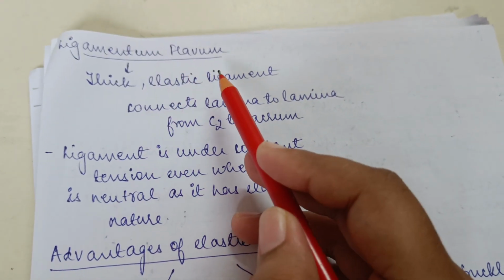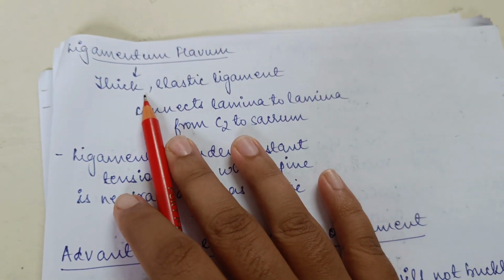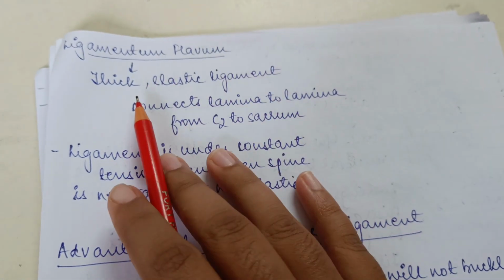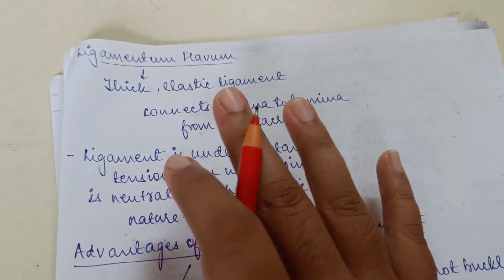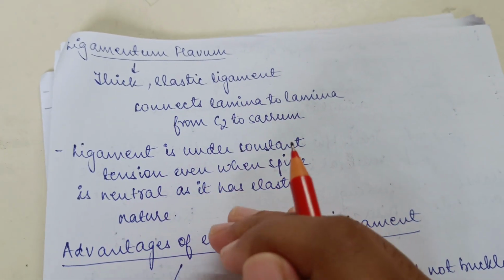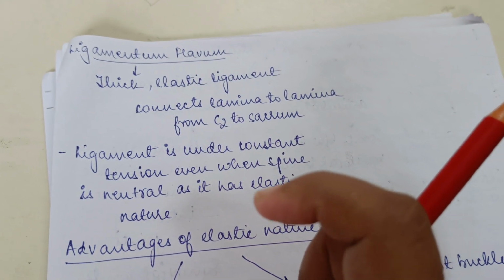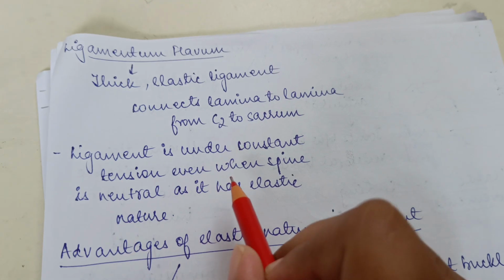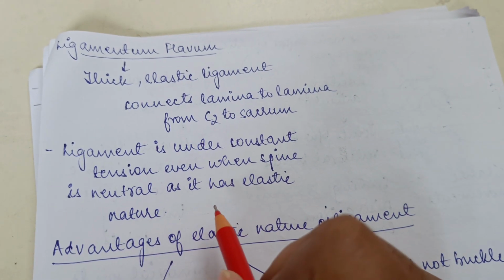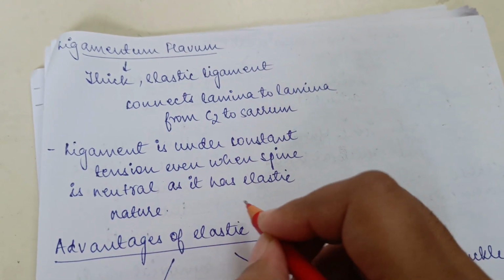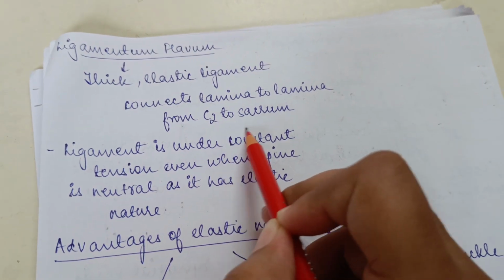The third very important ligament is the ligamentum flavum. The ligamentum flavum is thick and elastic in nature. And why is this elastic? What is the advantage of this elastic nature? We will see it later on. This ligament is said to be under constant tension even when the spine is neutral, as it has elastic nature, and it connects lamina to lamina from C2 to the sacrum.